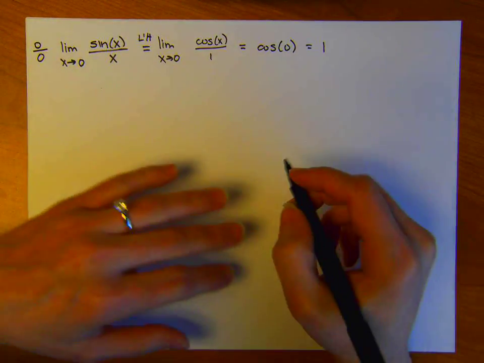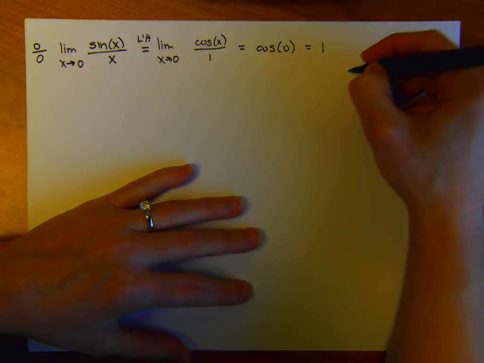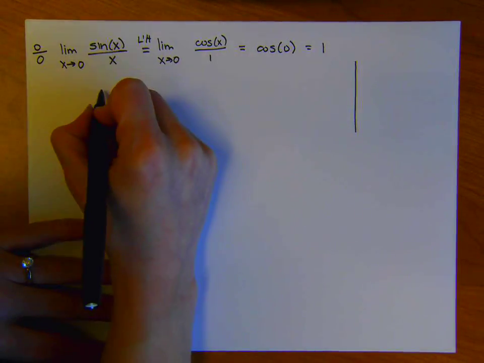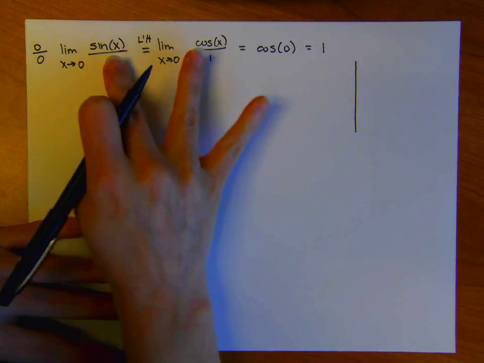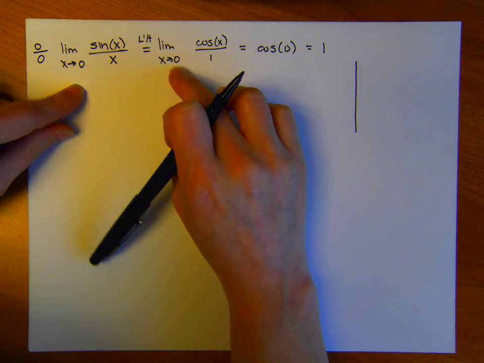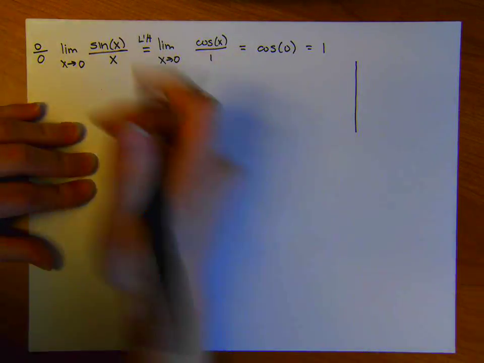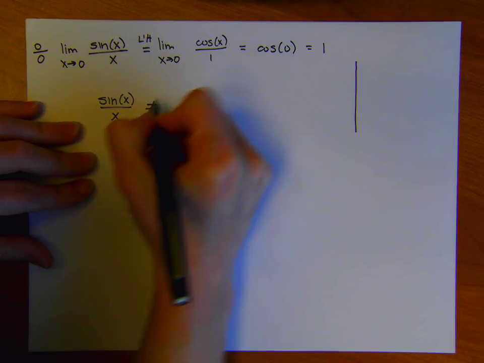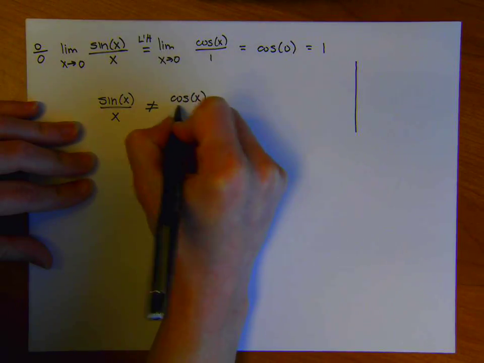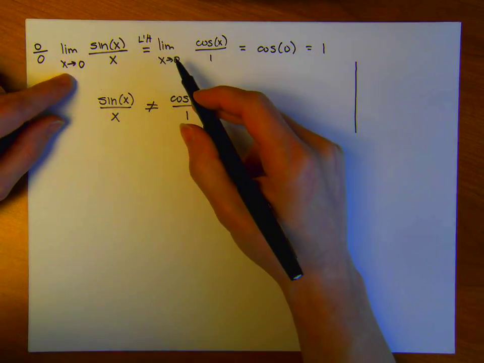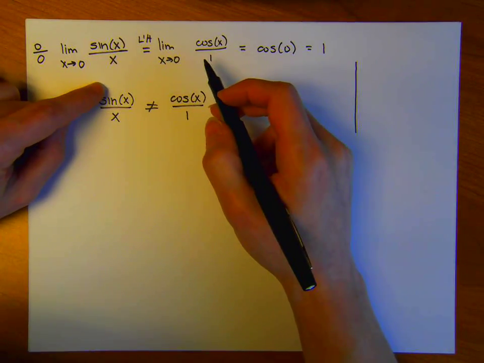One thing I want to point out here is what this looks like visually. One thing I also want to make sure that we understand is that these two things are not equivalent. They just have equivalent limits at 0. So let me just put that as a side note here. Sine of x over x is not the same thing as cosine x over 1. So that's not what L'Hopital's is saying. It's saying that at this point, they have the same limit.